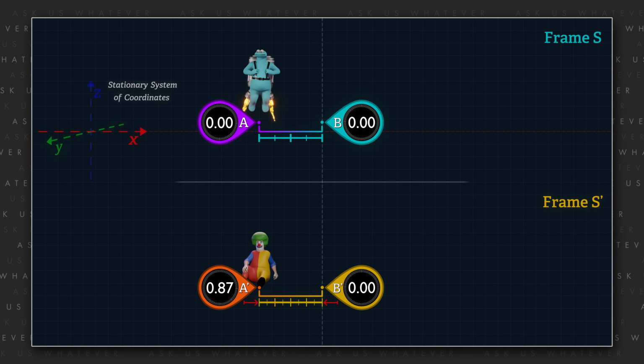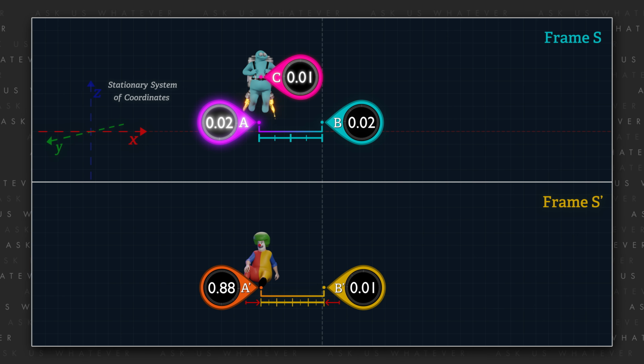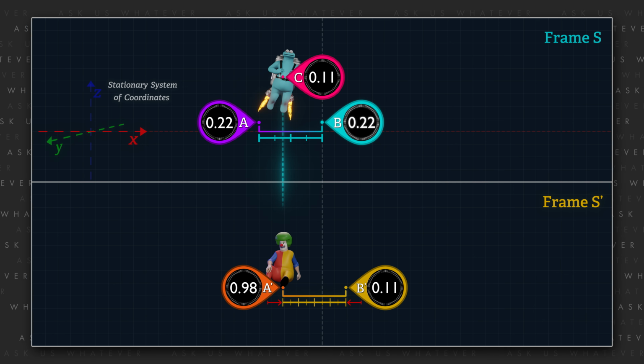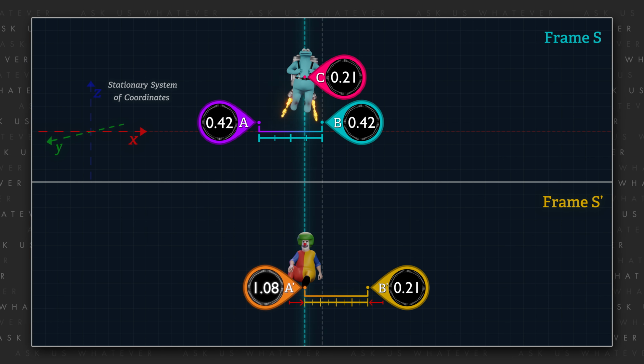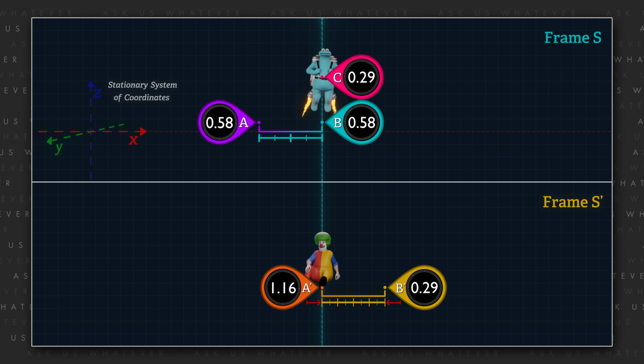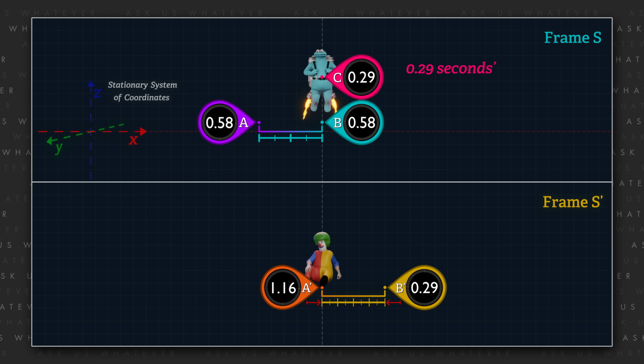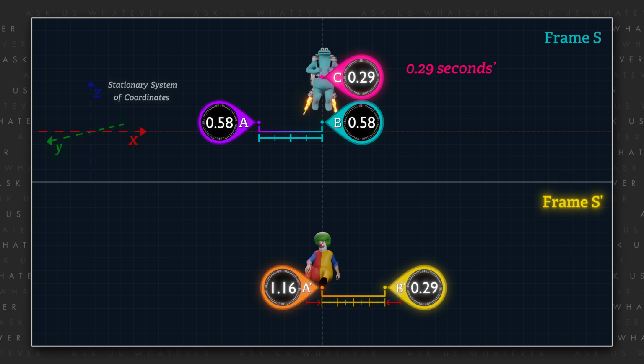What if the master had taken a personal clock on the trip from clock A to clock B while staying aligned with clock A prime? That personal clock would have recorded only 0.29 seconds prime because time dilation would have caused the master's personal clock to beat at the same rate as the clocks in frame S prime. That's also an inconvenient fact for special relativity, and therefore one that's ignored.